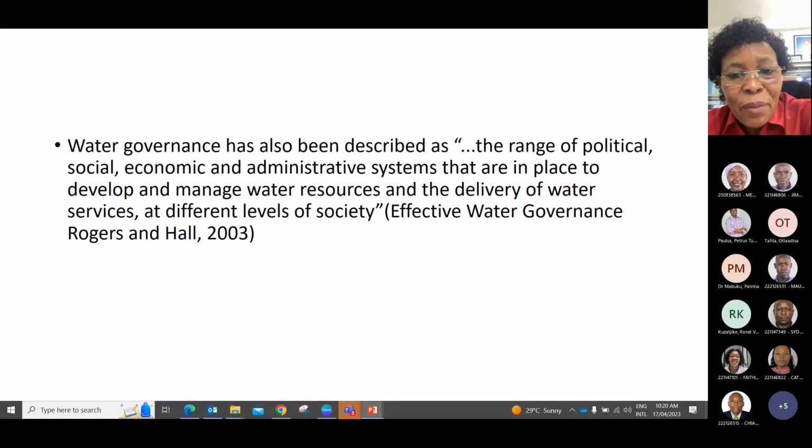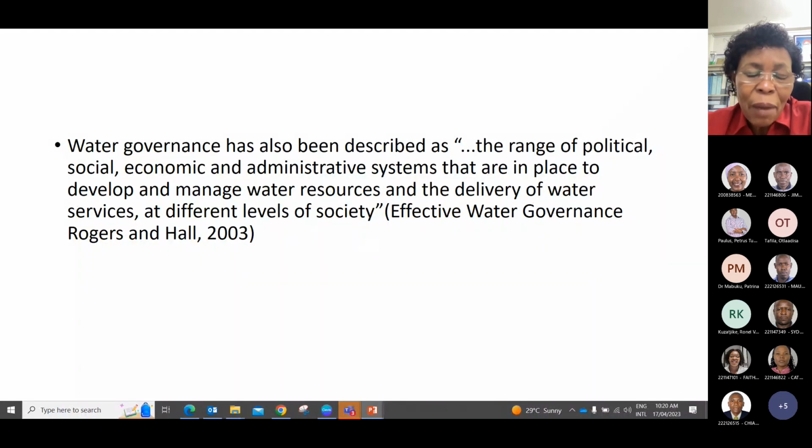Water governance has also been described as a range of political, socio-economic, and administrative systems that are in place to develop and manage water resources and delivery of water services. This is just like the one that had been put forward by, I think it was, OECD or Global Water Partnership. So as I said earlier on, these definitions are not different from one another. They all point to stakeholders or different actors, they all point to political issues, they all point to social issues, economic and administrative issues.